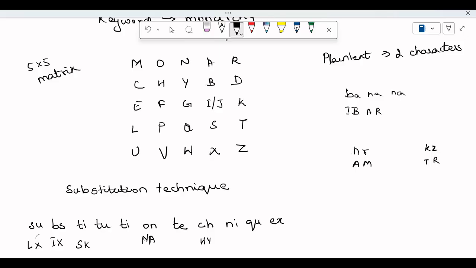Again, the decryption is going to be the reverse way. If the pair falls in the same row, then in encryption we replace each letter with the letter to its right, whereas in decryption it is going to be to its left. Similarly, beneath it in the same column in encryption, whereas in decryption it is going to be above it. That's it with the Playfair cipher.